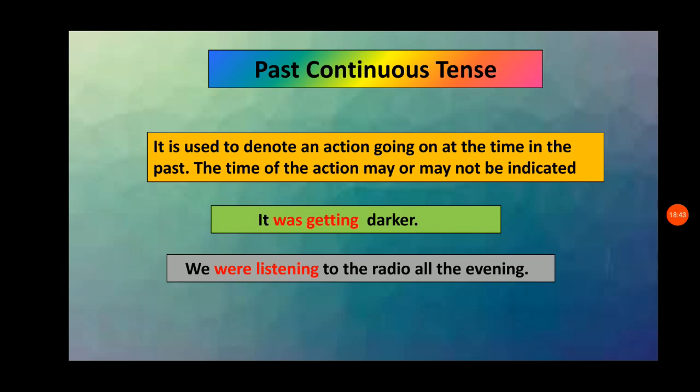Okay, it was getting darker. It was getting darker means every evening we can see the day becomes night. But sometimes in the daytime, we can find the cloud covering the warm climate. So we can take it into any other action, like it was getting darker when I was reaching home, when I was traveling by bike to home.